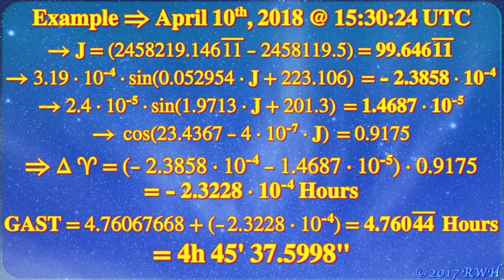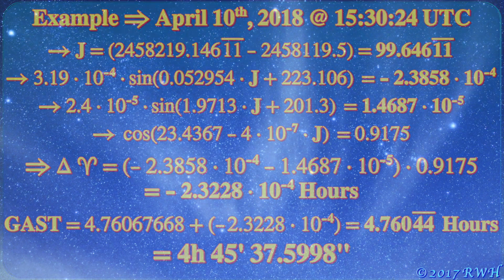The final step is to sum the GMST of the example date with the equation of the equinoxes, resulting in a Greenwich apparent sidereal time of 4.760444 hours, or 4 hours, 45 minutes, and 37.5998 seconds.